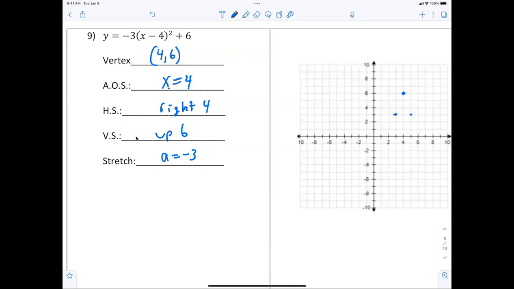And then normally you go over 2 and up what? 4. But this time you're going over 2 and down what? 12. Right. You multiply the structure. And then of course, don't forget our axis of symmetry.